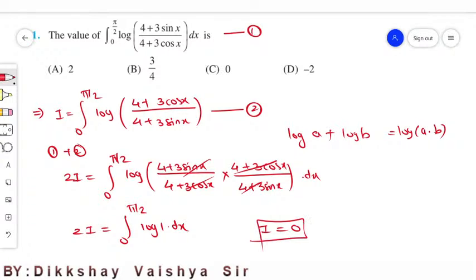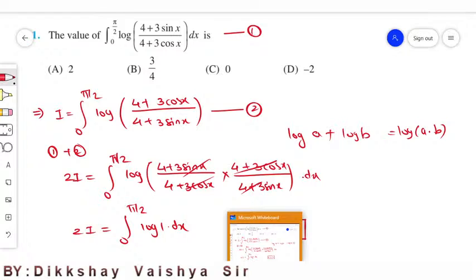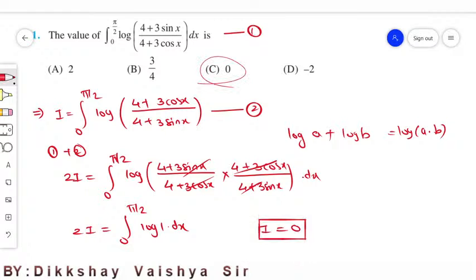Is there any option 0? Check that. Option C. Is it clear now? Is it clear, Sarvesh?